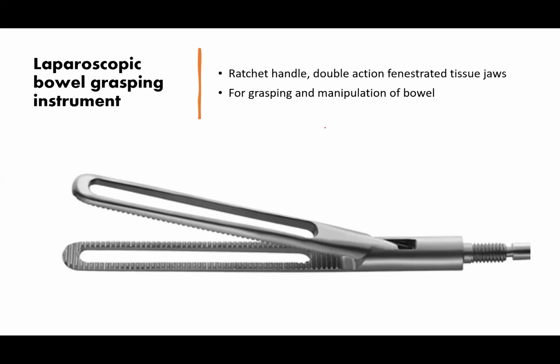Okay, now this is a laparoscopic bowel grasper. It could have a ratcheted handle. Double action means both of the blades move when you manipulate the handle. Both blades will move. It is fenestrated to reduce tension or pressure on the tissue you are grasping. So it's a bowel grasping instrument for grasping and manipulating the bowel.